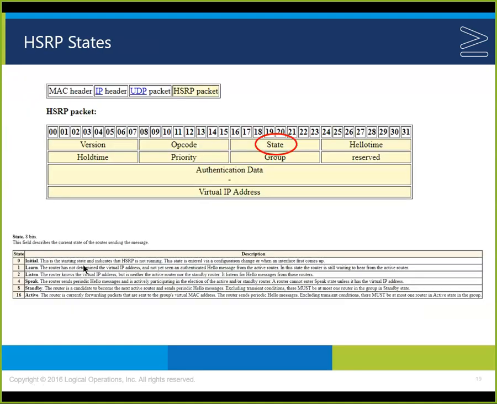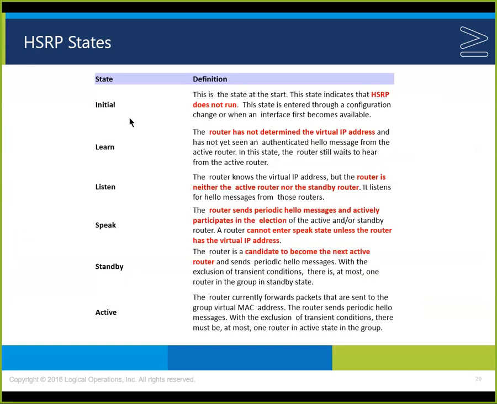State here, and this is a little bitty one, the HSRP states, one that you can actually read. The initial, the init, is the start state. We saw that one, and then it kind of jumped. We didn't see the learn, the listen. We kind of jumped to speak, but that kind of sounds like spanning tree, doesn't it? Cisco, the terminology becomes a little bit consistent.